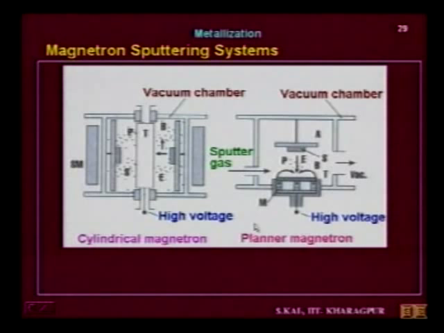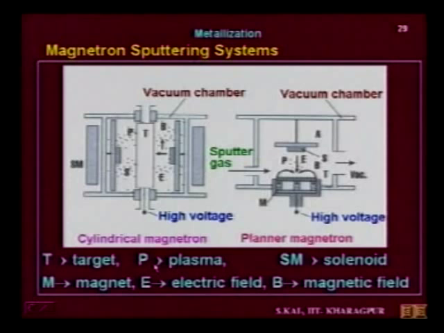And here is the target and P is the plasma. Here is the vertical cylindrical magnetron. This is a planar magnetron. Planar magnetron, here is the magnetic field. Sputter gas is inserted here. Here is the vacuum. You can create the vacuum here. So this is the magnet. And here the electrons will be energized by the magnet, and the ion flux will increase. So this is a typical diagram of a magnetron sputtering system.